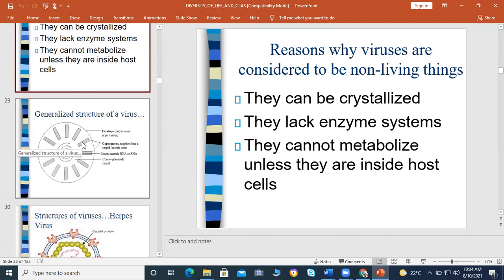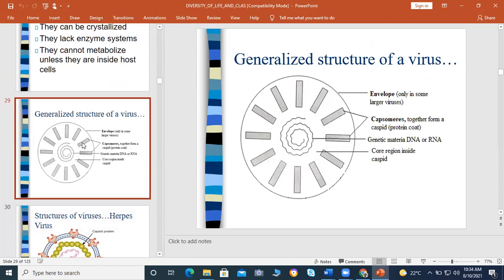Now, Margaret, let's look at this generalized structure of a virus. By the way, all viruses have three main components. One is the envelope, and that envelope varies a lot depending on which type of virus that we have. Some are glycoprotein, some are protein in nature, some are lipids in nature.